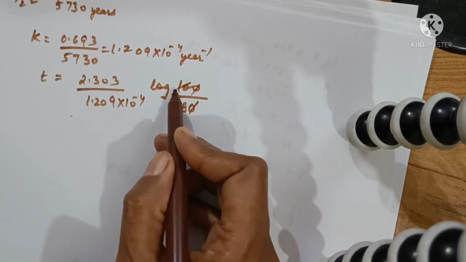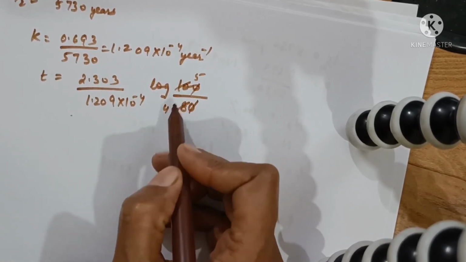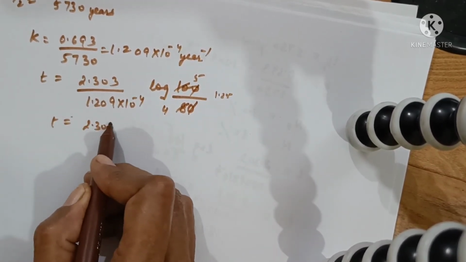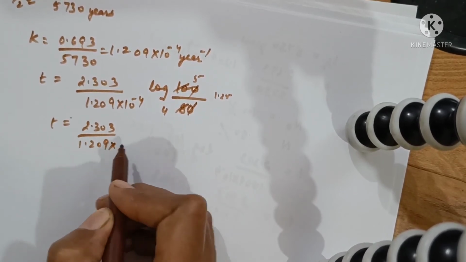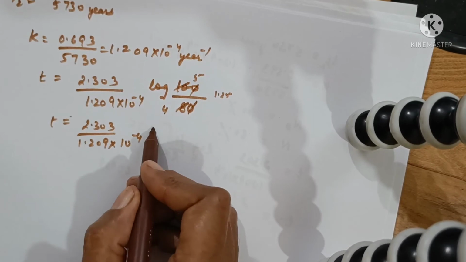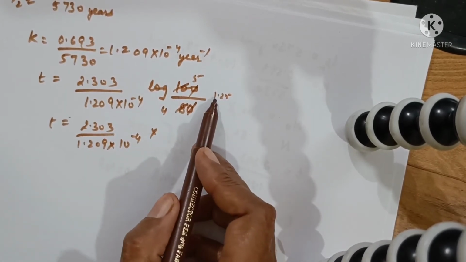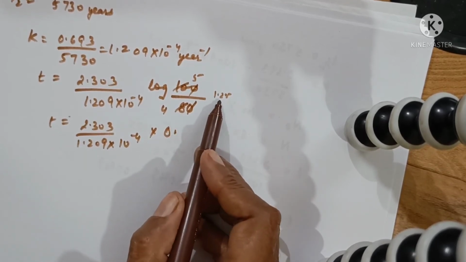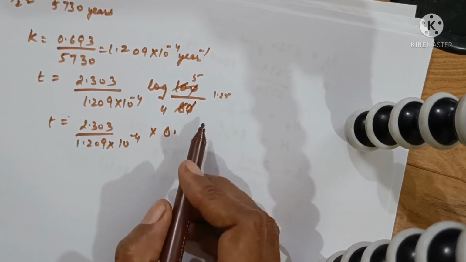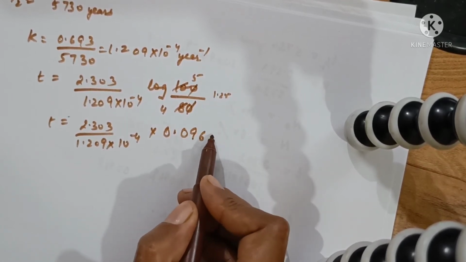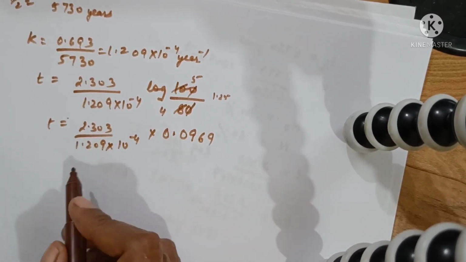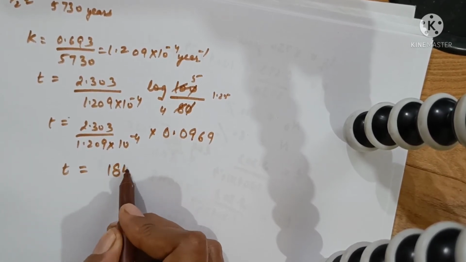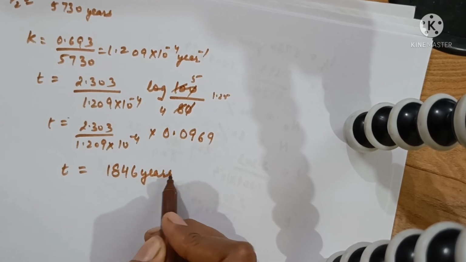So on solving this, 2 fives are 10, 2 fours are 8, so 100 upon 80 is 5 upon 4, which is 1.25. We get t is equal to 2.303 upon 1.209 into 10 raised to power minus 4 into log of 1.25, because the decimal is after 1, characteristic is 0, and 12. If we look up 12 under 5 in the log tables, we get the value 0.969. So solving these, the age of the sample comes out to be 1846 years. That is your answer.